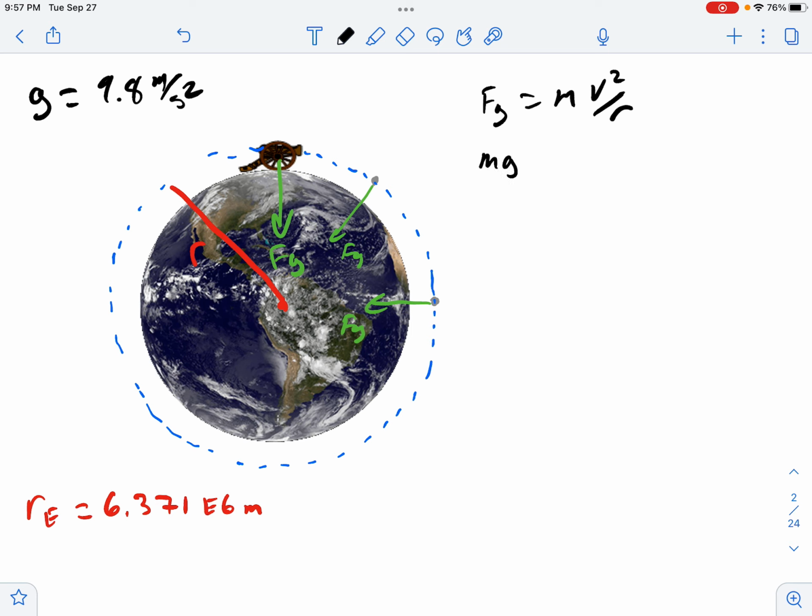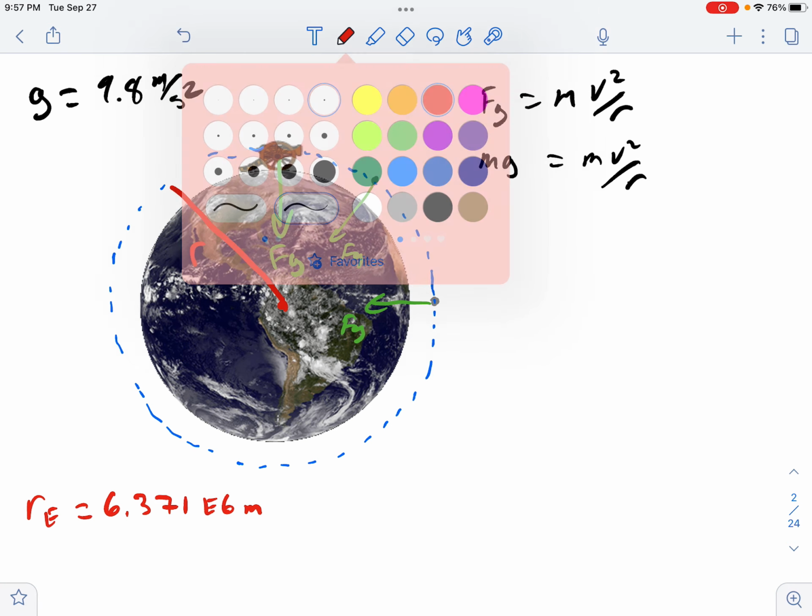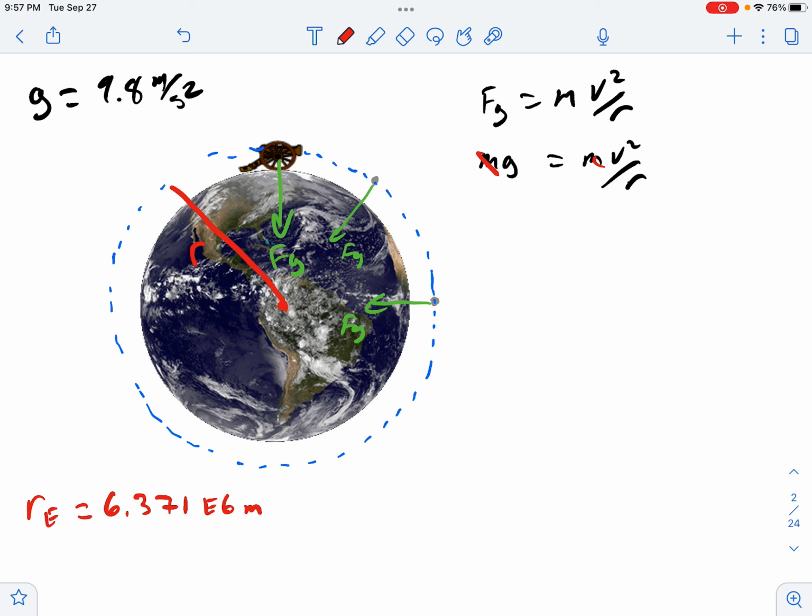That's our weight, which is mg, equal to mv squared over r. Notice the mass here just factors right out. We know what g is. It's good old 9.8. And we know the radius of the Earth, so look what we can do here. We can say g times r is equal to v squared.